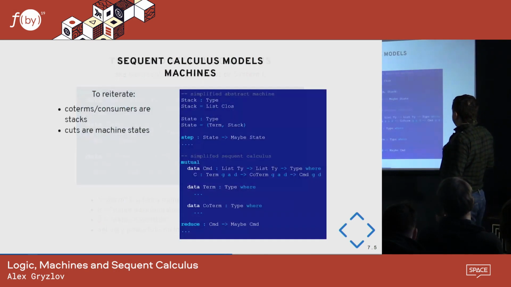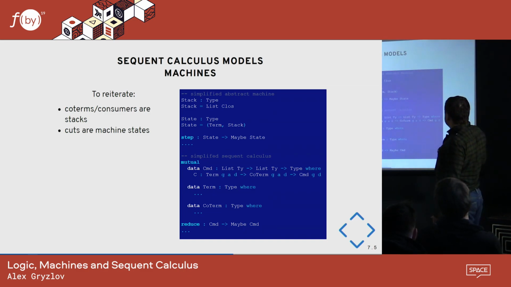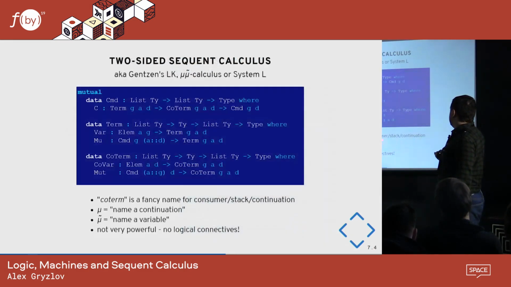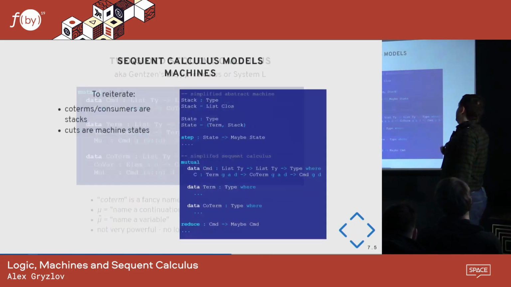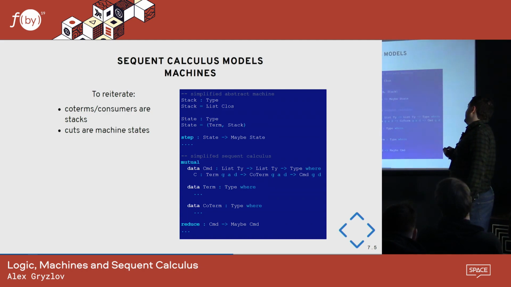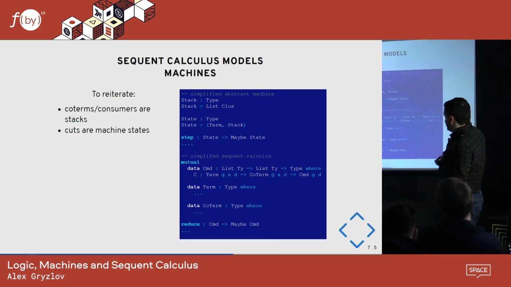So how would you define things? Well, what we said about coterms being consumers and stacks reveals to us a very important thing: since consumers are stacks, cuts are basically the machine configuration. So a sequent calculus is nothing but a formal model for an abstract machine. It's the logical equivalent of an abstract machine. If this is a simplified abstract machine, and this is the simplified sequent calculus, then these things are the same. And the nice thing about this is that the reduction in sequent calculus is always tail recursive.